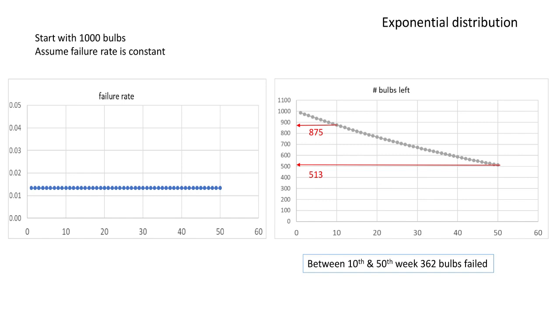The graph shows the bulbs surviving as a function of time elapsed. At the end of 10 weeks, it is 875, and after 50 weeks it goes down to 513. Since the failure rate is constant, the number of bulbs surviving at any time t can be calculated using exponential distribution.